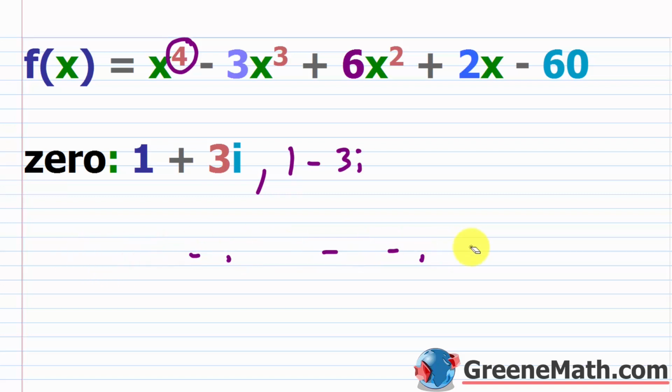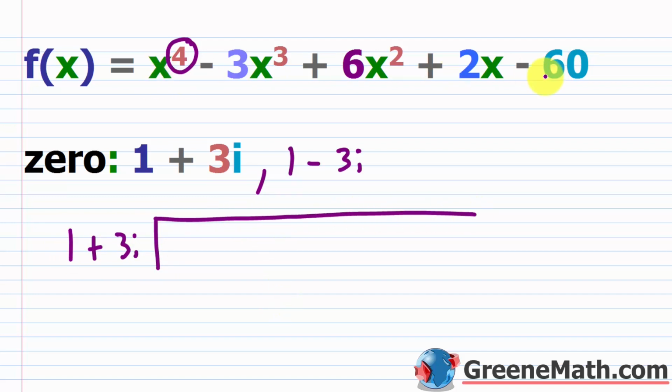Another way you can do it, and the way that I'm going to do it, probably would take a little bit longer, you can use synthetic division with this one and with this one to get it down to a quadratic. So that's the way I'm going to do it, just to get a little practice of working with these and doing some synthetic division. So I'm going to start with this one right here, and what I'm going to do is go 1 plus 3i. And then over here, I'm just going to take my coefficients. So 1, negative 3, we've got 6, we've got 2, and we've got negative 60.